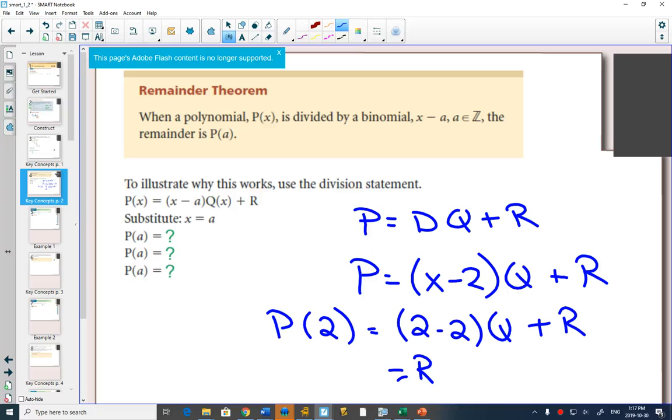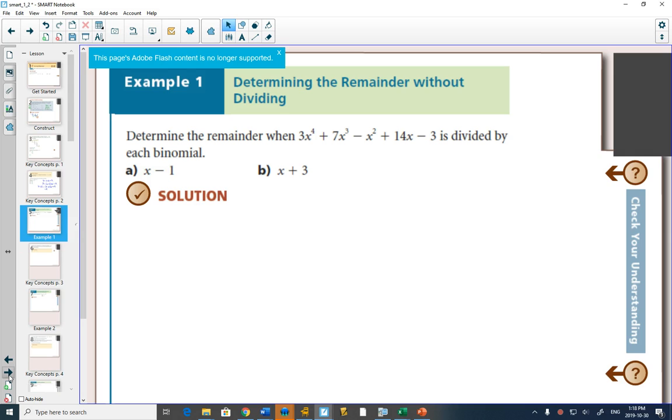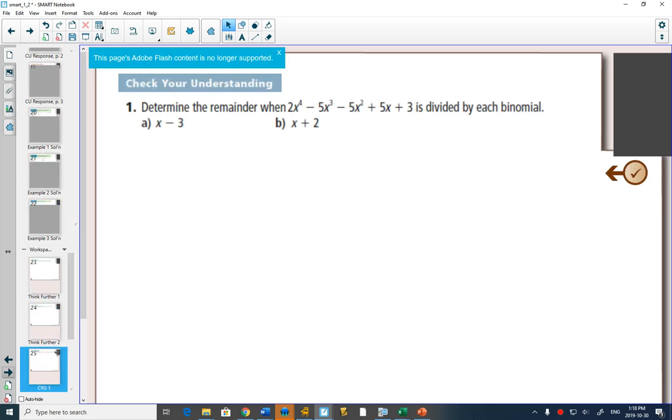Whatever you're dividing by, if you plug that number in, the opposite sign of what you have. So here, if I'm dividing by x minus 2, if I plug in positive 2, this will be 0, and you'll just get the remainder. So our first question, look at this. It says, determine the remainder when each thing is divided by each binomial.